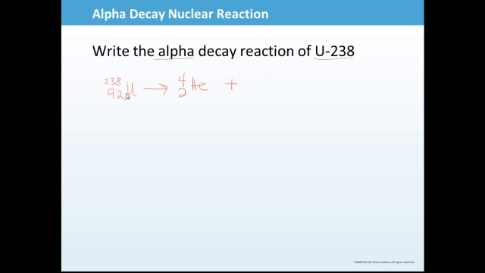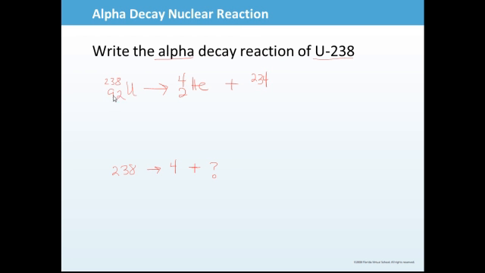What does uranium-238 turn into? Well, it's going to release an alpha particle out of its atom. The uranium is going to turn into something else. But remember, the total of the top must be equal. So on the left side of the arrow, we have 238. That must be equal to the total on the right. So if the alpha particle has a mass of 4, my mystery particle has to have a mass of 234, because 234 plus 4 equals 238.